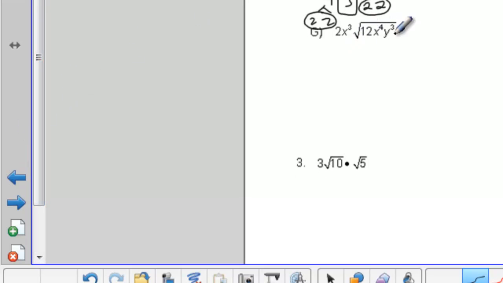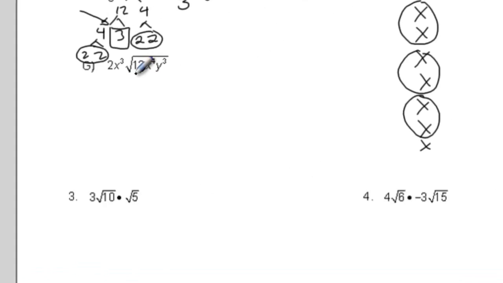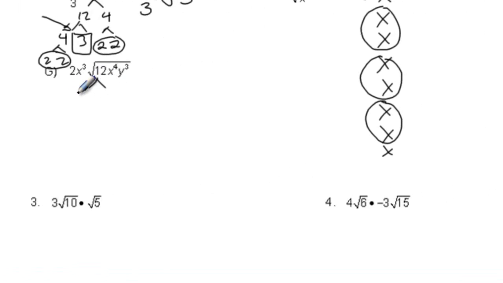When it comes to a combination of numbers and variables, it is simple to just break them down each individually. The 12 becomes a 4 and a 3. Remember, look for your perfect squares. That's 2 times 2, so the 2 comes out. Write your total number of x's in a line. Write your total number of y's in the line.